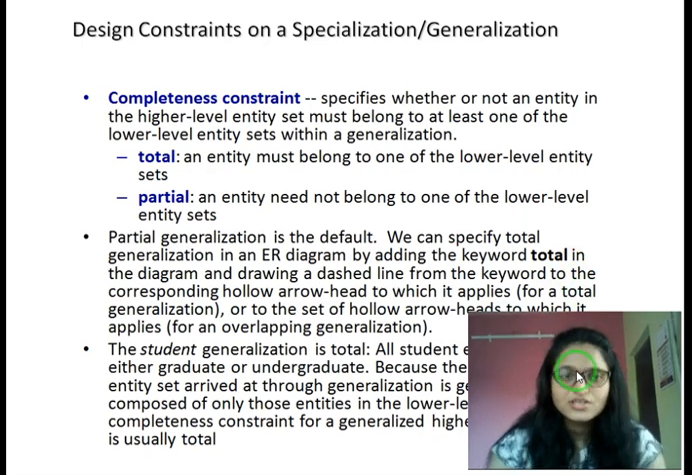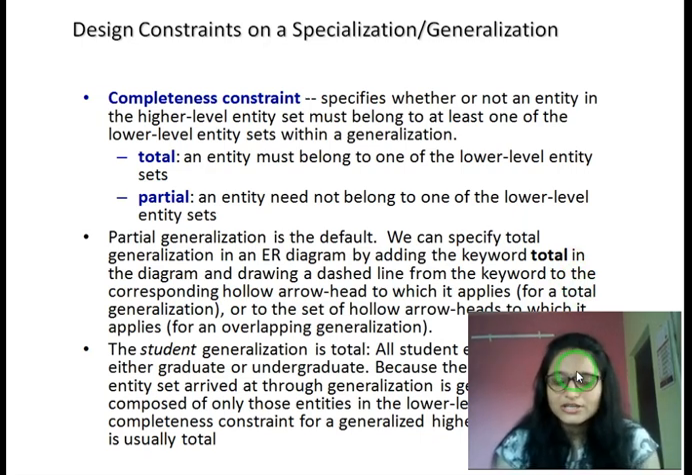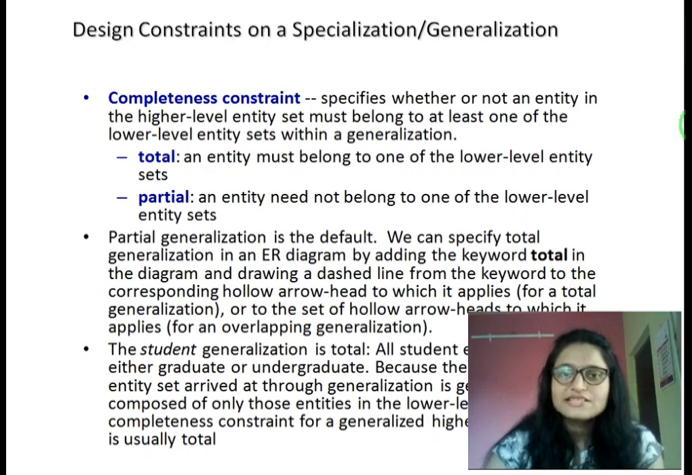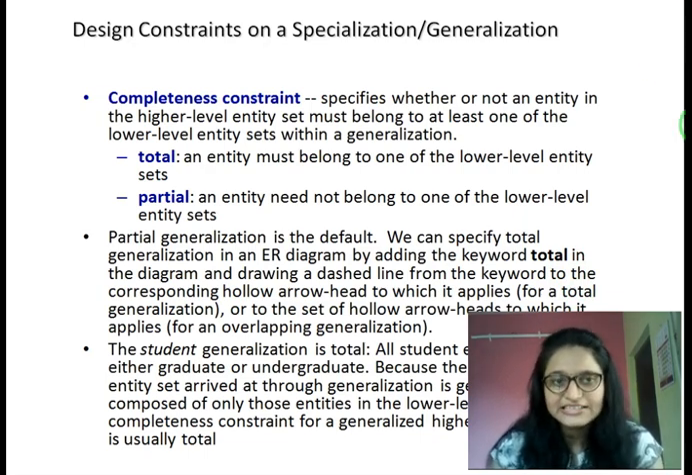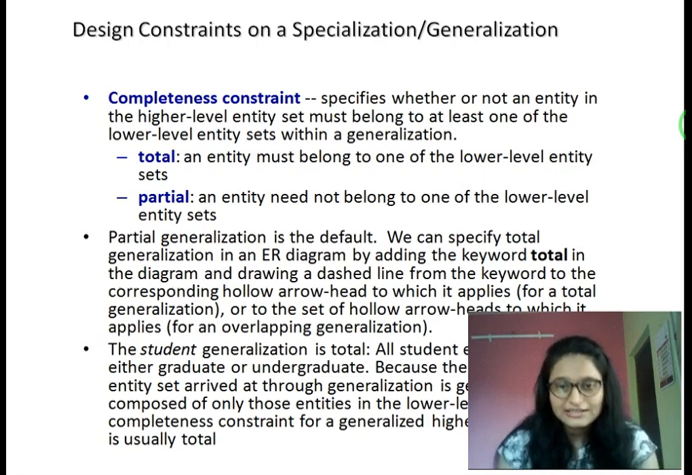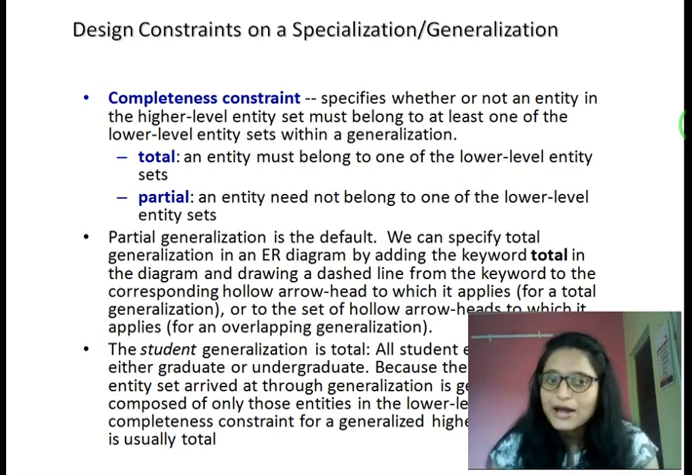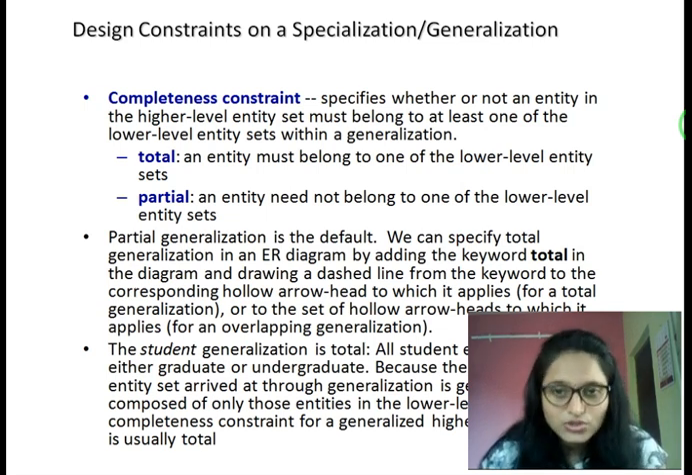Now dear student, we are moving toward total and partial participation. They specify whether or not an entity in a higher level entity set must belong to at least one of the lower level entity sets within a generalization. Whenever we are not indicating any participation, the default participation is partial. So whenever we are not at total participation, we are at partial participation. So what is total participation?